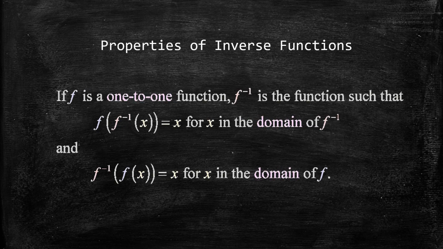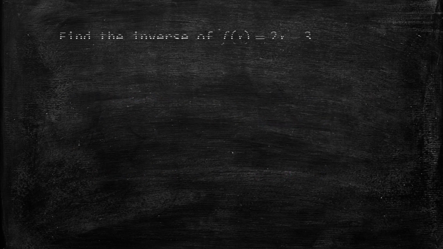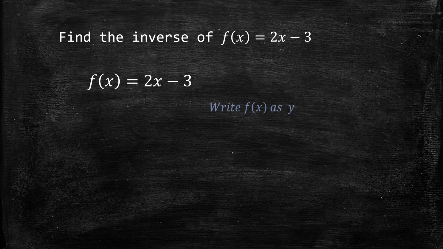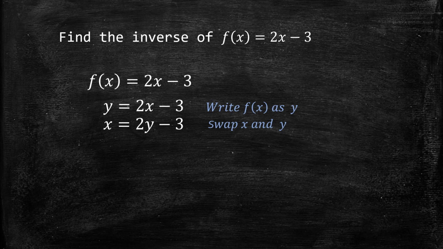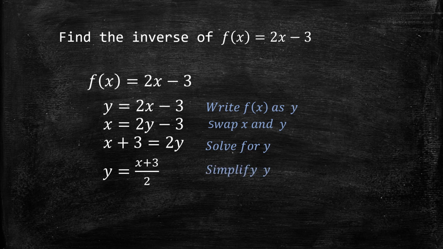Properties of inverse function. We have the function and the inverse. Always their composition is equal to x. Now find the inverse of f of x equal to x minus 3. We have steps. The first step is write f of x as y. Then swap x and y. Then solve for y. We need to take it one step further. Now write y as f inverse of x.